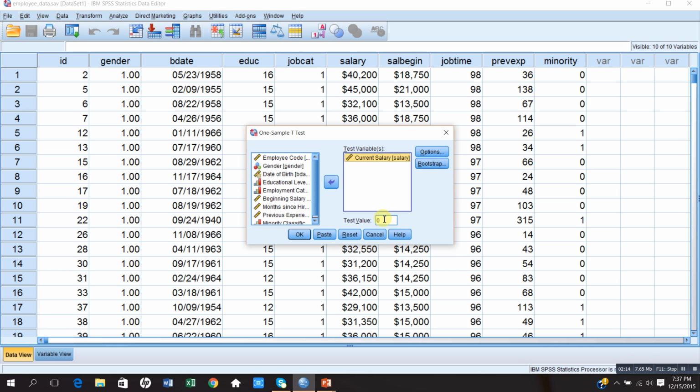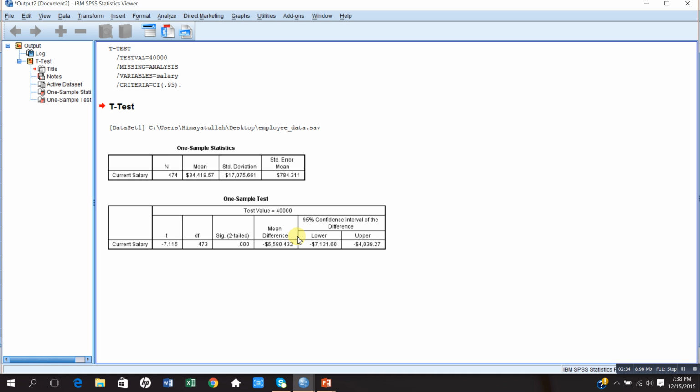Here I will give some kind of average value, and my assumption would be that the average is equal to that particular value. Let us suppose this is 40,000. Now let me okay this, and it has calculated for me the t-test, one sample t-test.